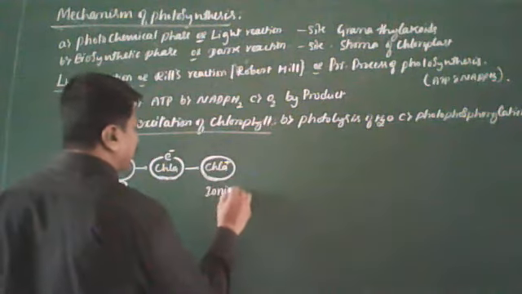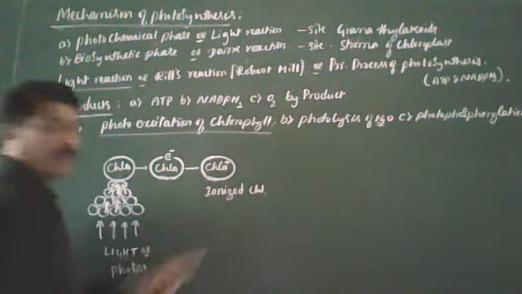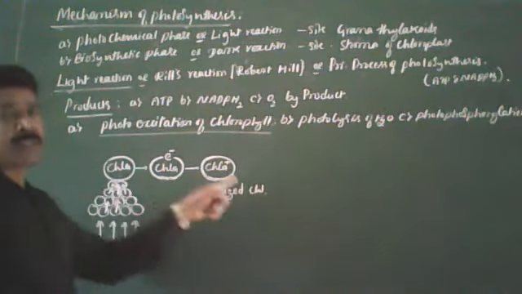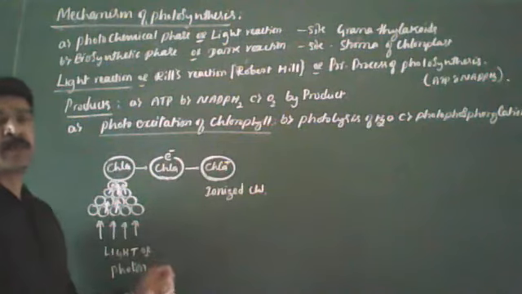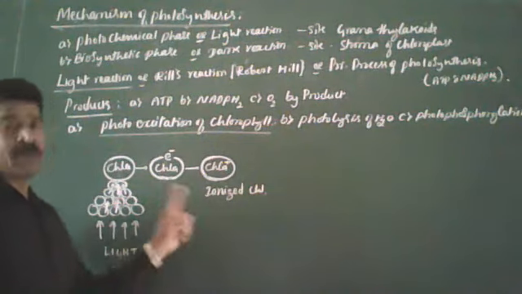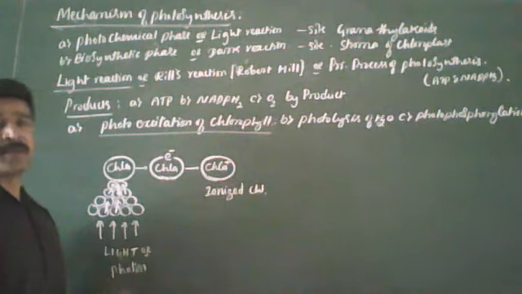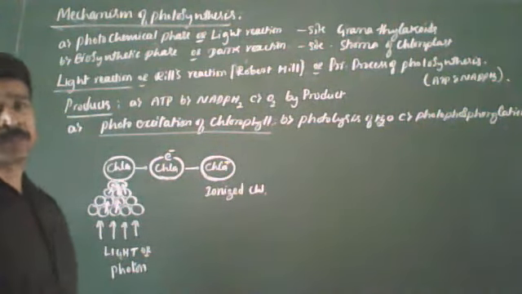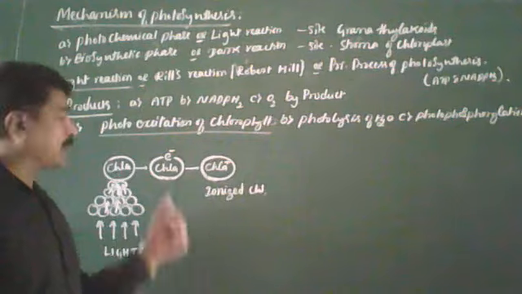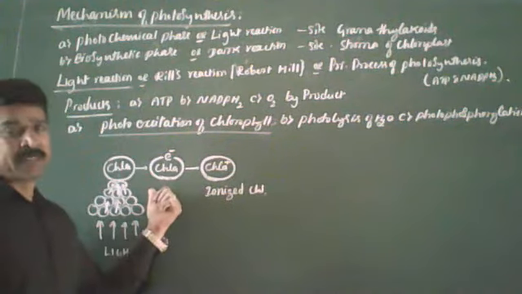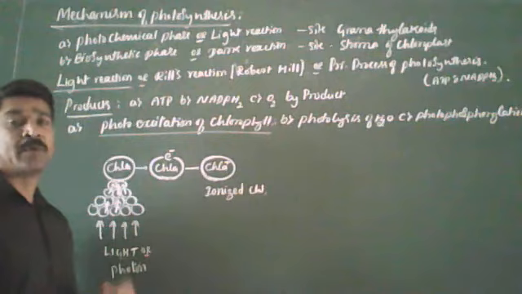This is called ionized chlorophyll. The entire process is called photoexcitation of chlorophyll, also called photoionization of the chlorophyll. So the same explanation we are going to repeat in cyclic and non-cyclic photophosphorylation. That is why, before going to that, you must have the knowledge about the photoexcitation of chlorophyll. Now, the complete process, once again I am going to repeat.